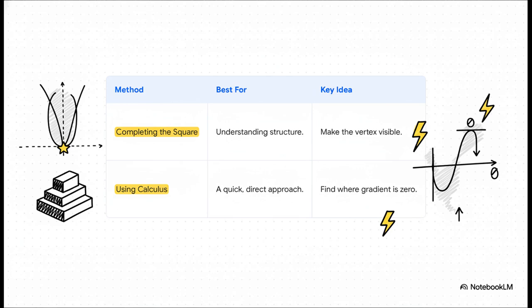It literally rewrites the equation to show you the answer. Calculus, on the other hand, is just pure speed and power. That core idea of finding where the gradient is 0 is a game changer, and it works for all sorts of complicated curves, not just these ones.